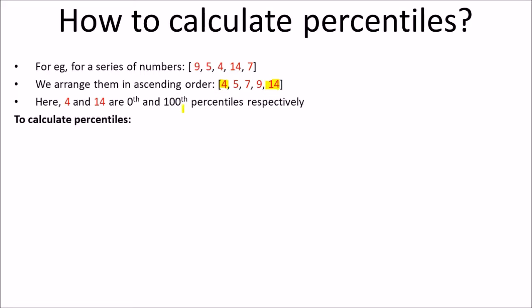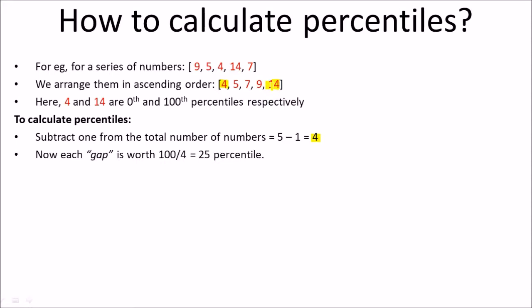Now, how do we calculate the other percentiles? We first subtract 1 from the total number of numbers. So we have 4 in this case because the number of numbers is 5. Now each gap is worth 25 percentiles because we are doing 100 upon 4. So what is each gap? Well, we see the gaps between 4 and 5, 5 and 7, 7 and 9, and 9 and 14. Each of these gaps is worth 25 percentiles. So if 4 is the 0th percentile, then 5 is the 25th percentile, then 7 is the 50th percentile, 9 is the 75th percentile, because we are adding 25 percentiles to each number. And consequently, if 9 is the 75th percentile, then 14 will be the 100th percentile.